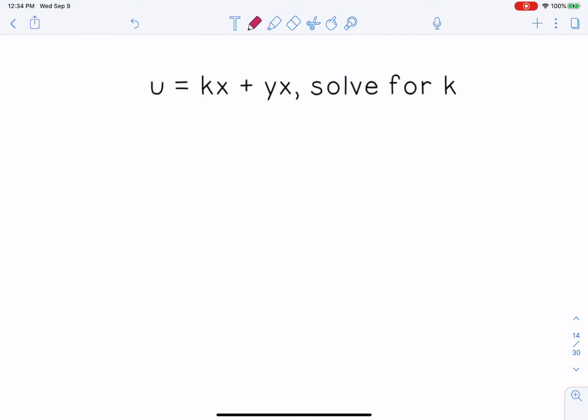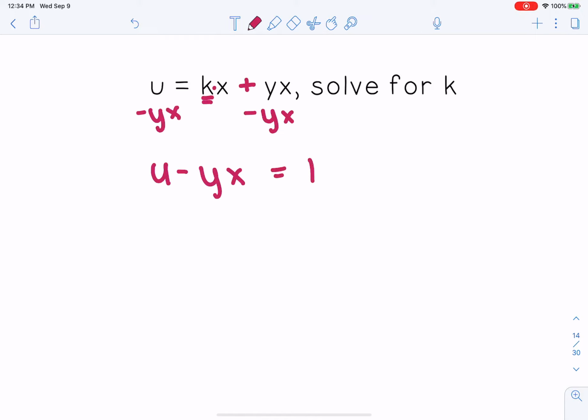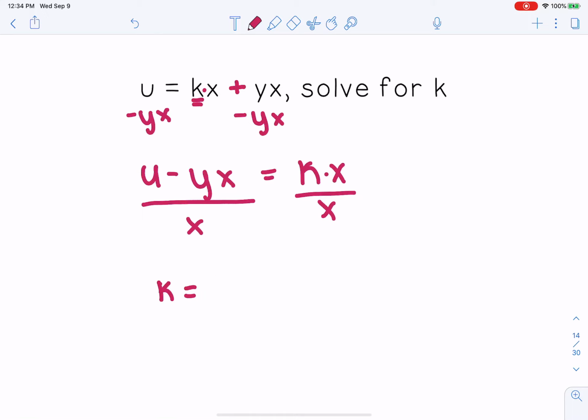All right, in this problem, we're going to solve for k. So k is over here. It's being multiplied by something, and something's being added to it. So let's subtract yx from both sides. So u minus yx equals kx. Now it's being multiplied by x, so I'm going to divide everything by x. So k equals u minus yx over x.